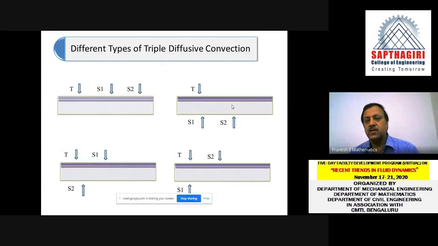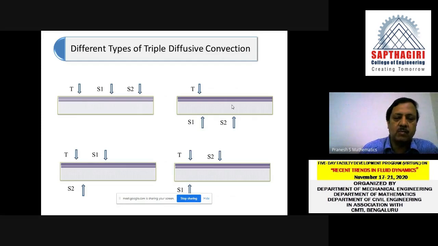I already explained the different types of double diffusive convection. Like that, we can have different types of triple diffusive convection. We have only 4 types of double diffusive convection, but when it comes to triple diffusive convection, there are 8 types we come across here. Depending upon whether we heat from above or below, and whether we add one solute from above or below, or the second one from above or below, we have 8 different cases.